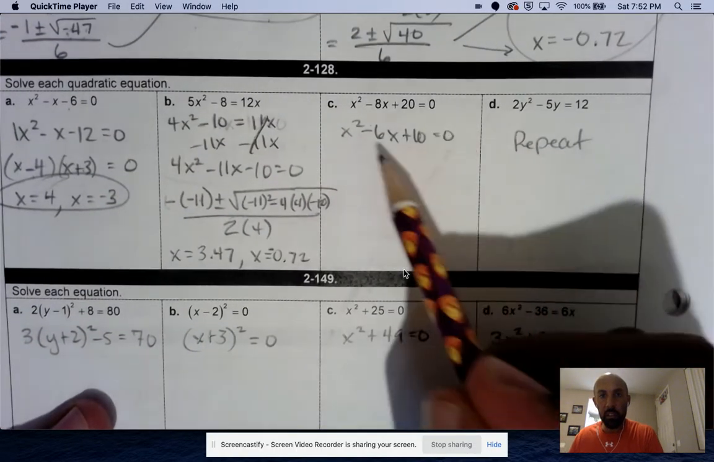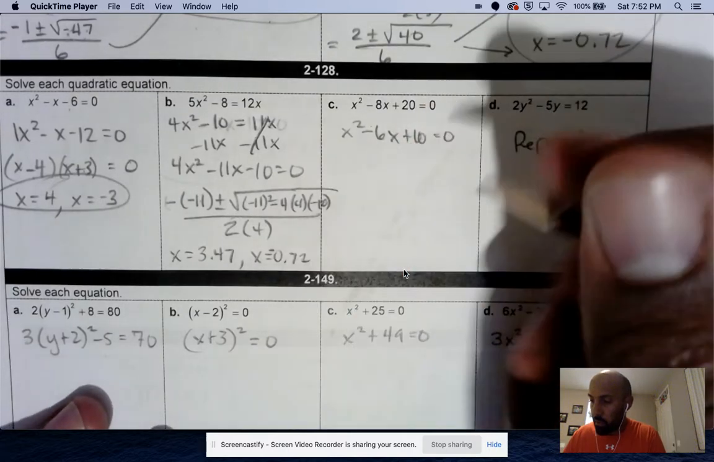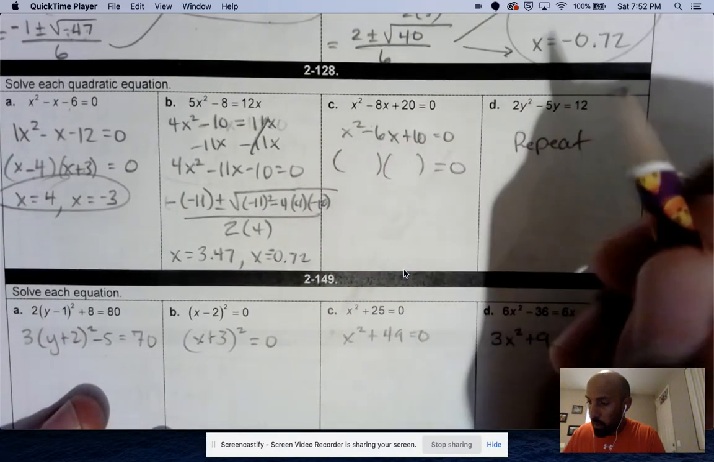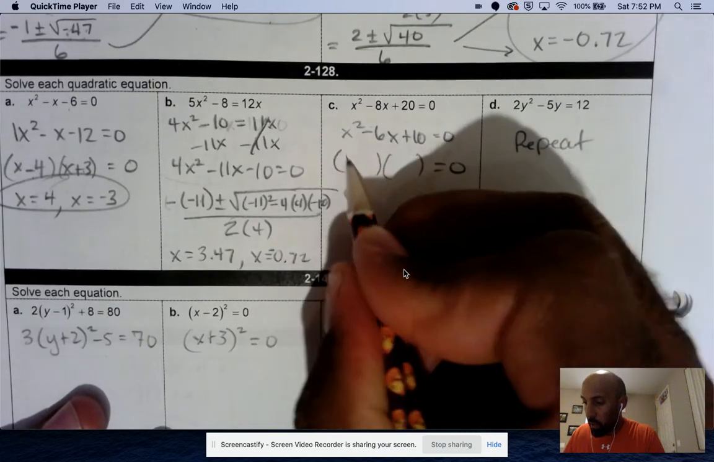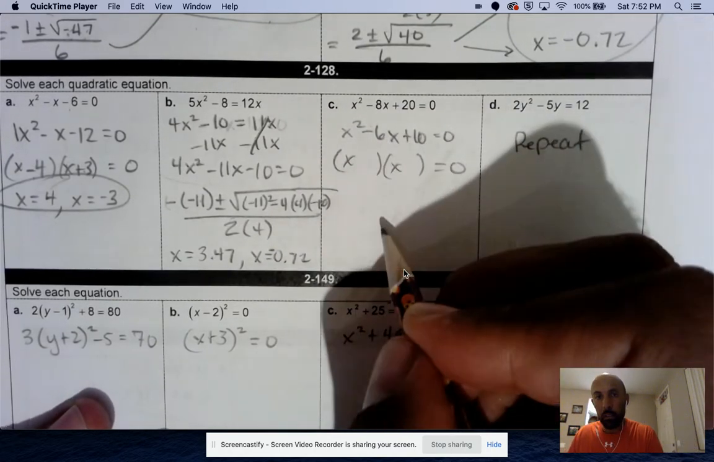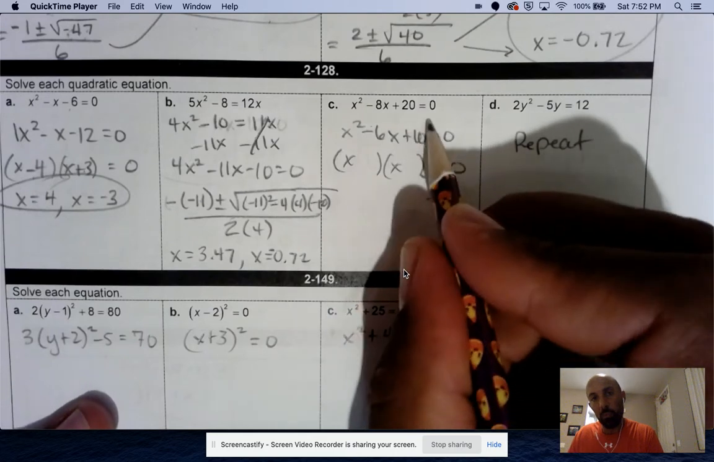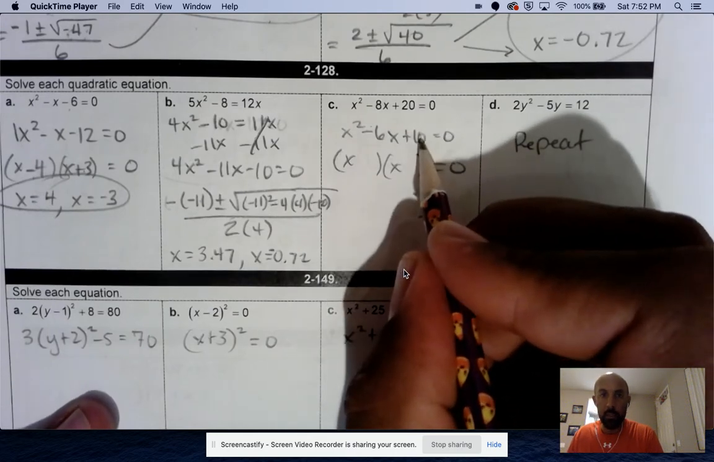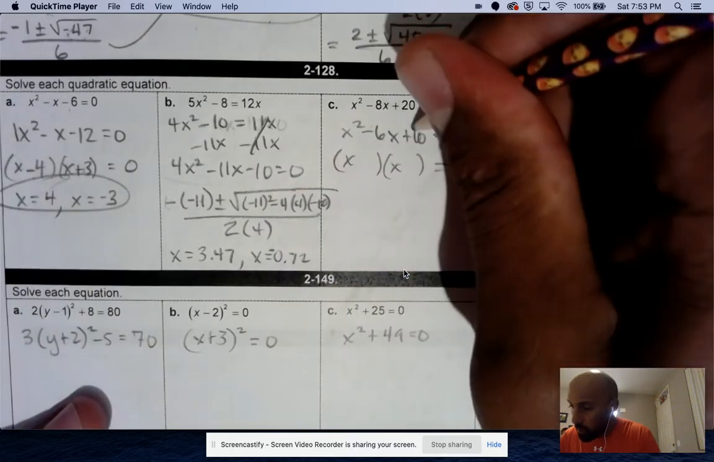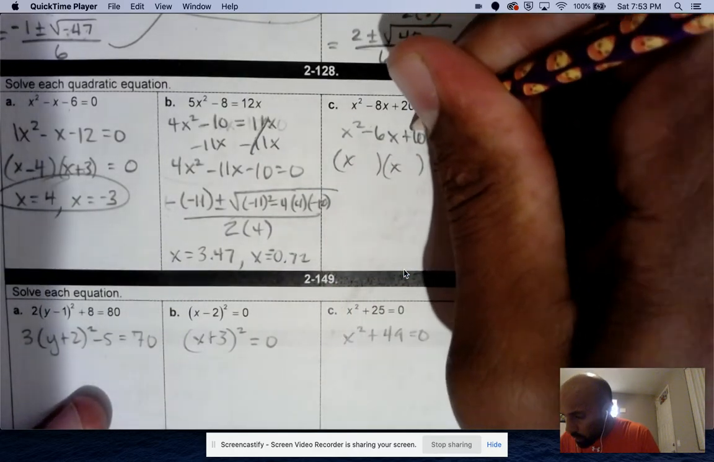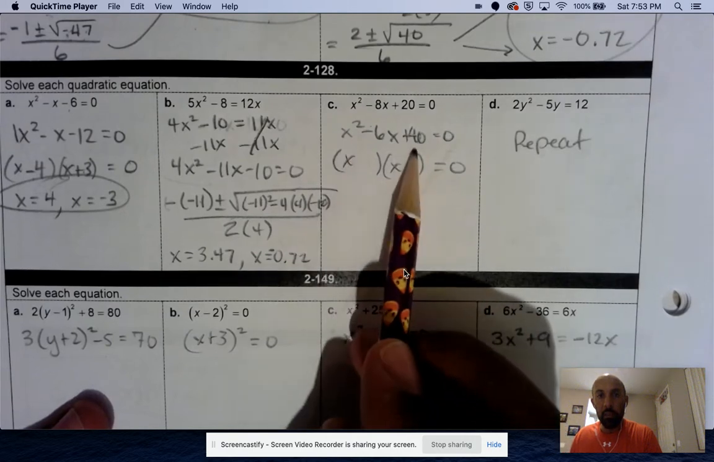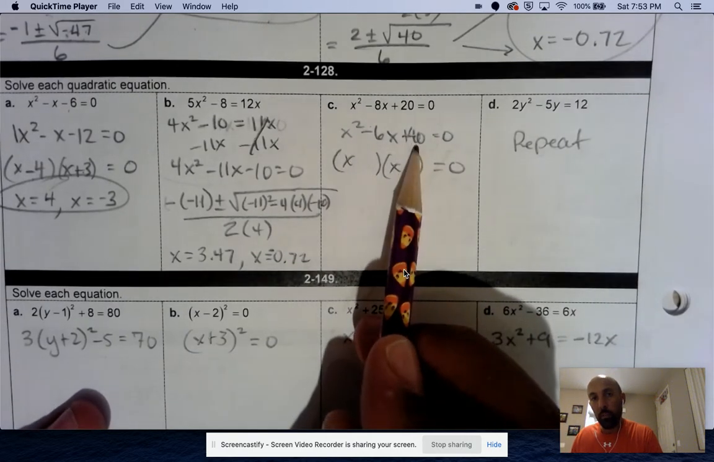Okay, so now here let's try, these numbers are more manageable. So I'm going to try zero product property. Let's see, two numbers that multiply to 10 but add up to 6. Oh, you know what? I think I actually wanted this to be something different. I wanted this to be 40. Sorry, that should be 40, not a 10. So two numbers that multiply to 40 but add up to 6.